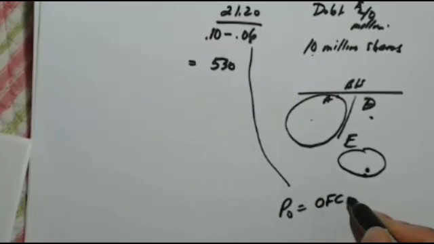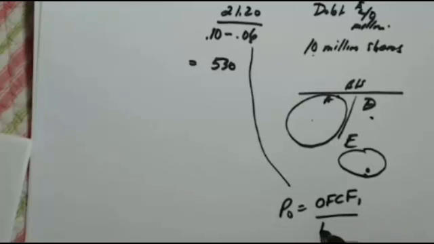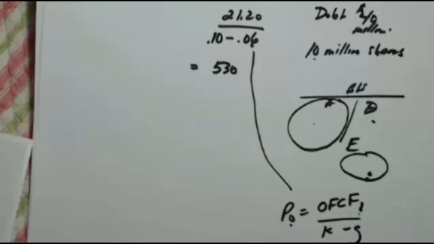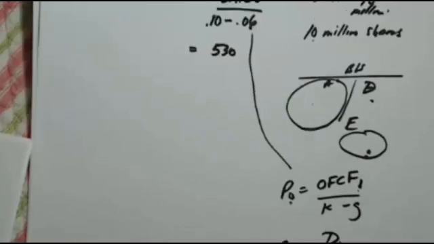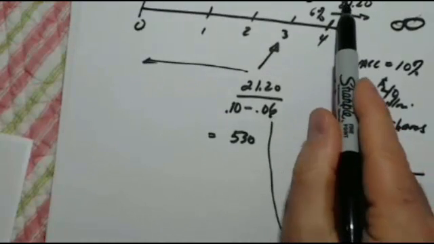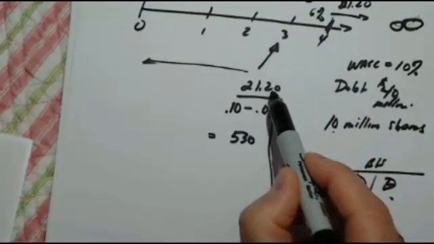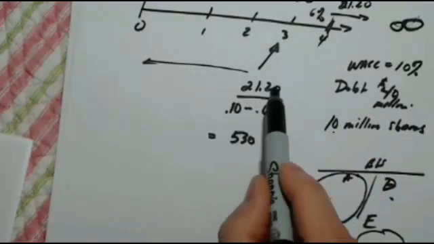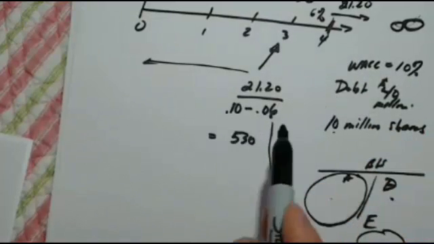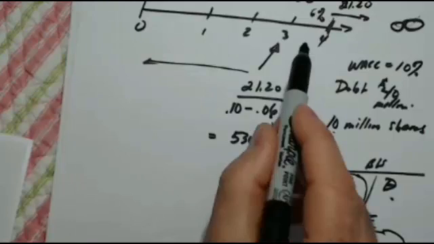Operating free cash flow in period 1 divided by K minus G. Notice that there's always a difference of 1 period between the little subscript 0 and the 1 here. Same thing applies with the dividend discount model. There's a 1 here, there's a 1 here, and there's a 0 here. There's always a 1 lag. So what I did was estimate this cash flow right here, I assumed it grows forever at 6%, and I discounted it at 10%, and the value of that cash flow is 530 at this point.